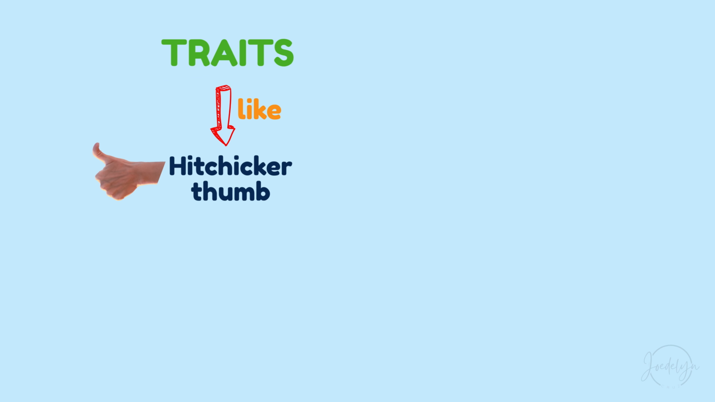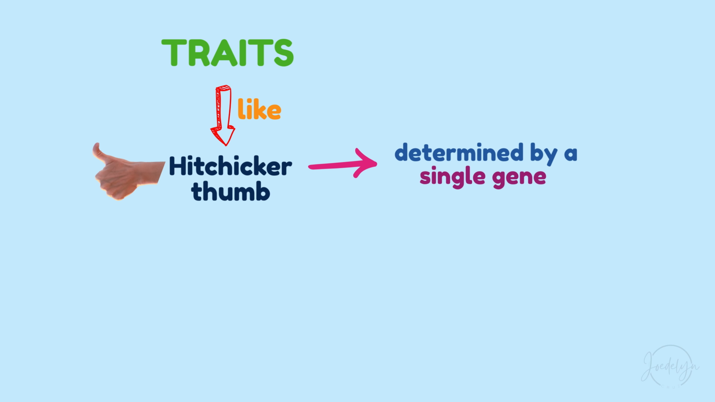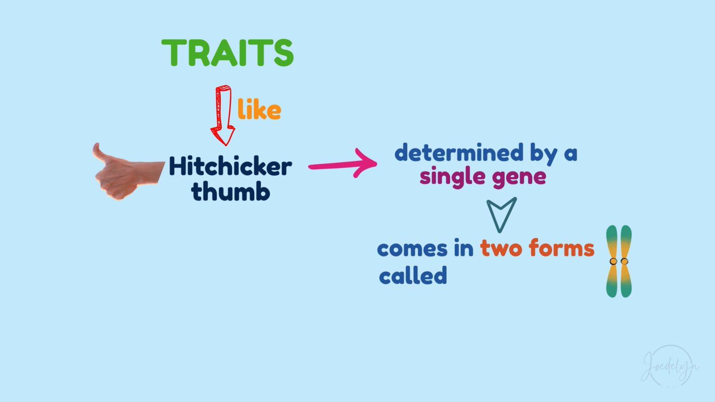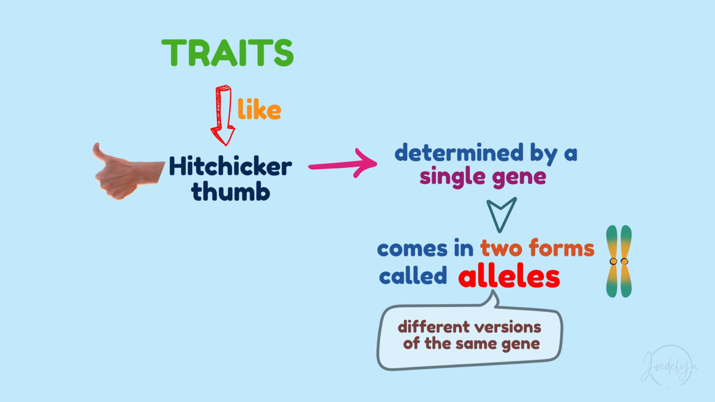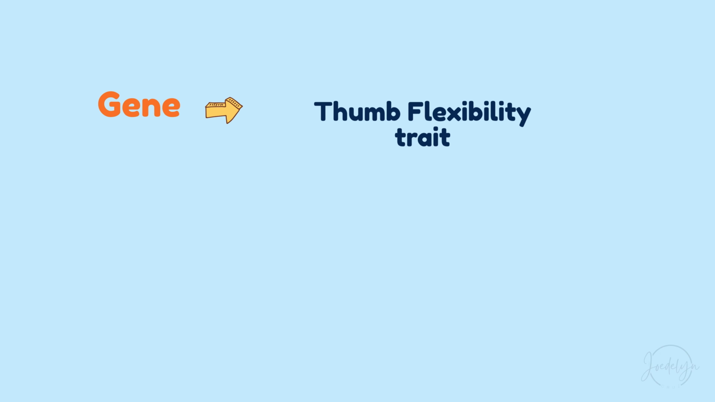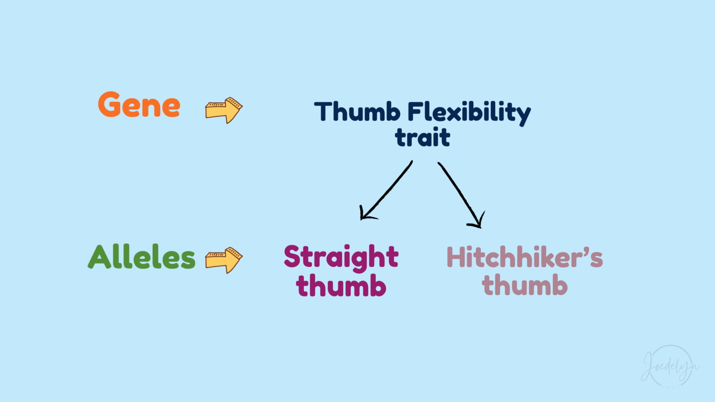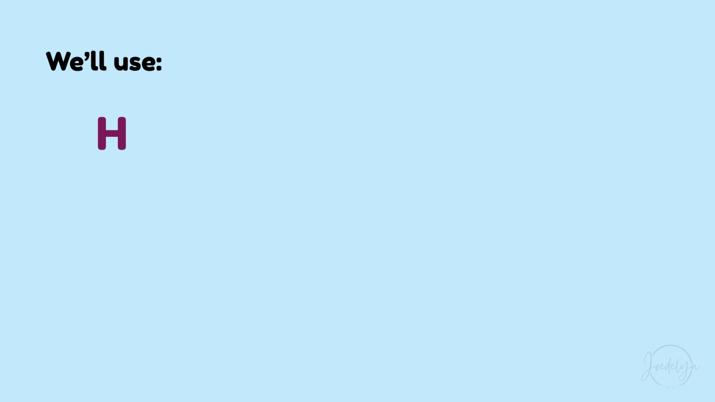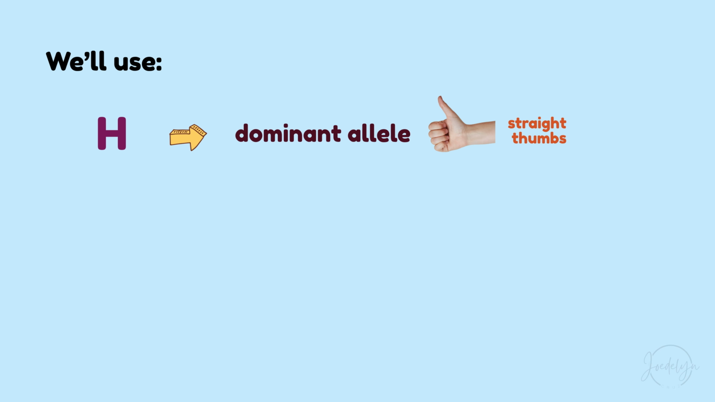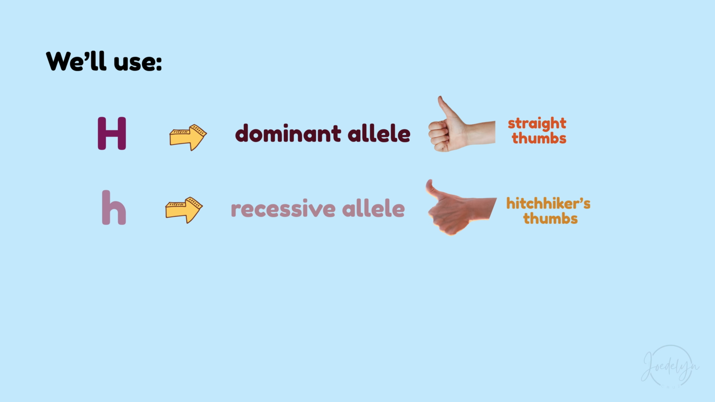Let's start with the basics. Traits like the hitchhiker's thumb are usually determined by a single gene that comes in two forms, called alleles. Alleles are just different versions of the same gene. To make it clearer, the gene responsible for the thumb flexibility trait has two alleles, the straight thumb allele and the hitchhiker's thumb allele. In this case, we'll use a capital H for the dominant allele, which gives you straight thumbs, and a lowercase h for the recessive allele, which results in a hitchhiker's thumb.